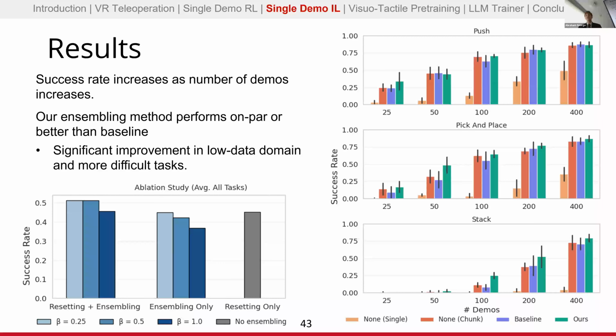Additionally, we did an ablation study to see what aspects of our ensembling method are needed. We tested both with resetting and ensembling. So this is both a variable k value based on the cosine similarity, and that resetting and running a whole chunk if the cosine similarity goes too small. Then ensembling only without that resetting method, and finally resetting only. And we also tested different values of beta, and we found that both aspects of our methods are required, and that although beta does matter, it's not super important. We don't see a huge difference in performance depending on that beta value.